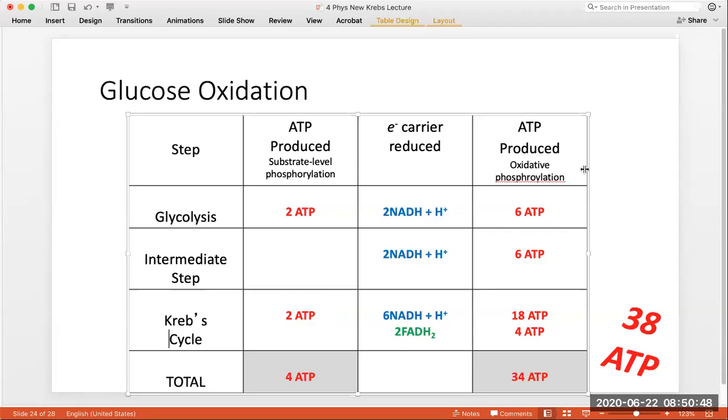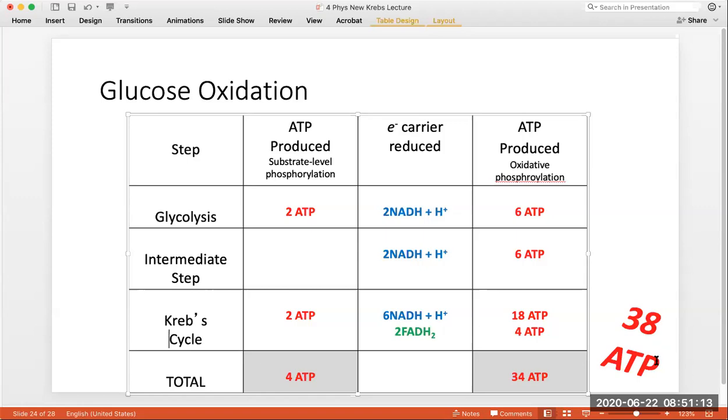And then from oxidative phosphorylation, I spelled that wrong, phosphorylation, you make a total of 34 ATP. So 34 ATP by oxidative phosphorylation plus your 4 ATP from substrate level phosphorylation gives you a total of 38 ATP. So when you start with 1 mole of glucose, when oxygen is available, you make 38 ATP.